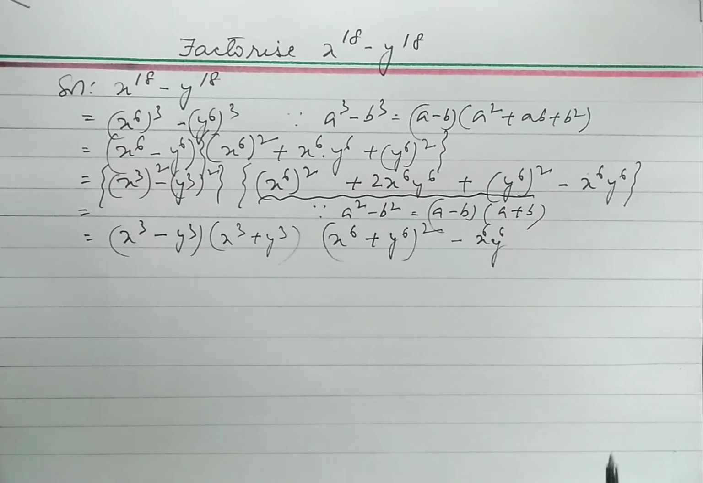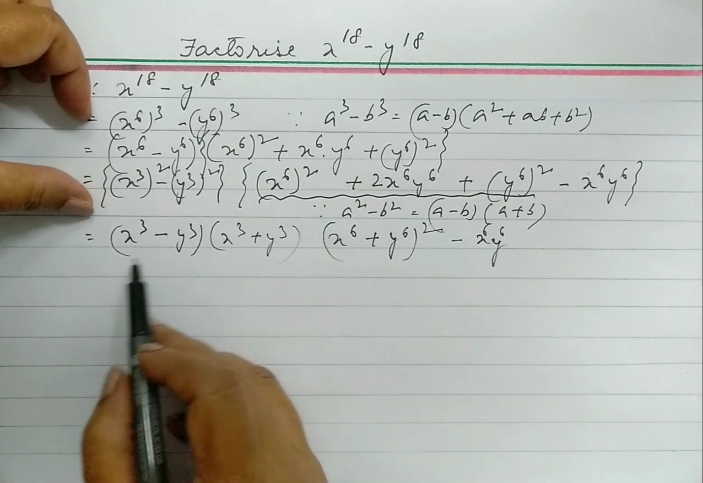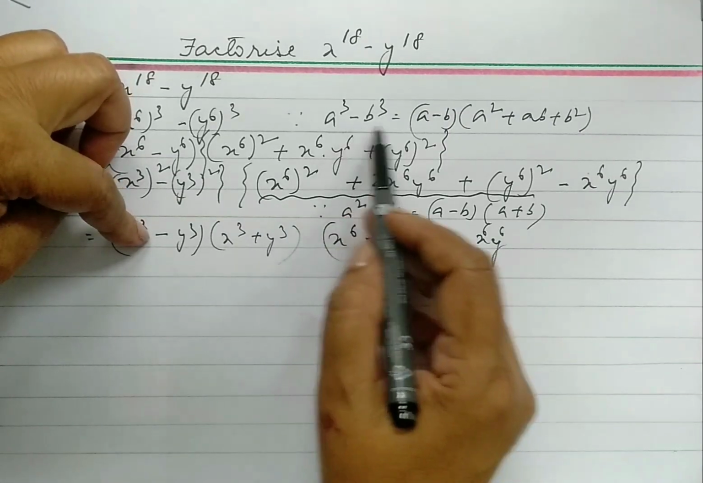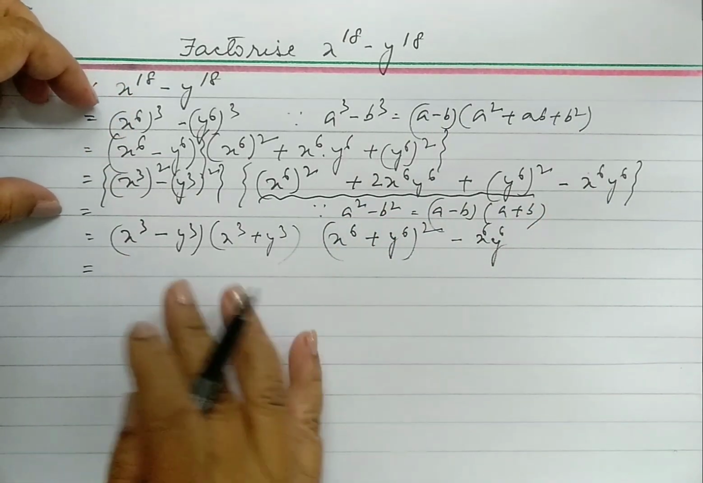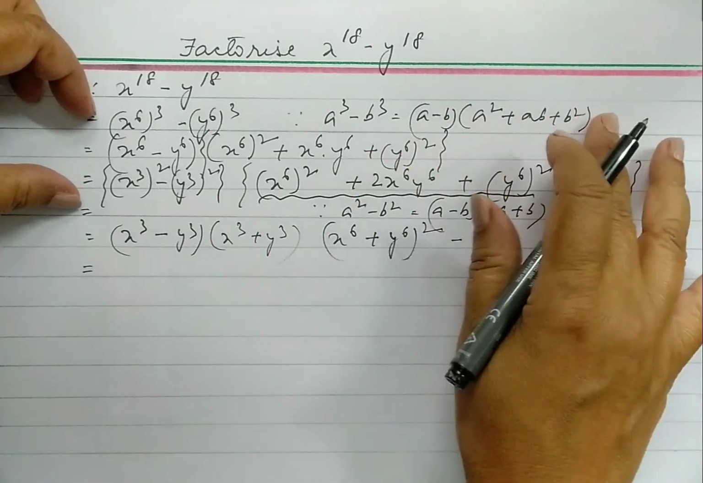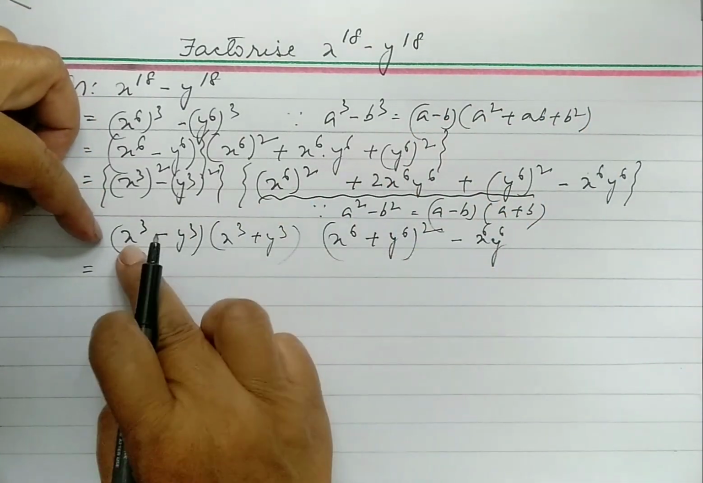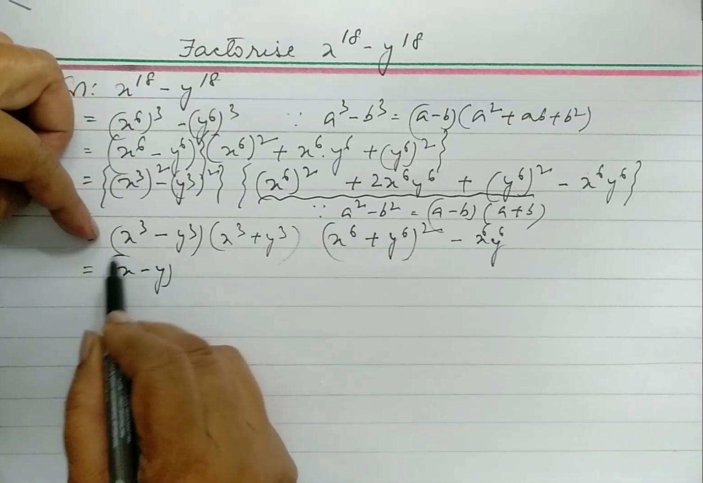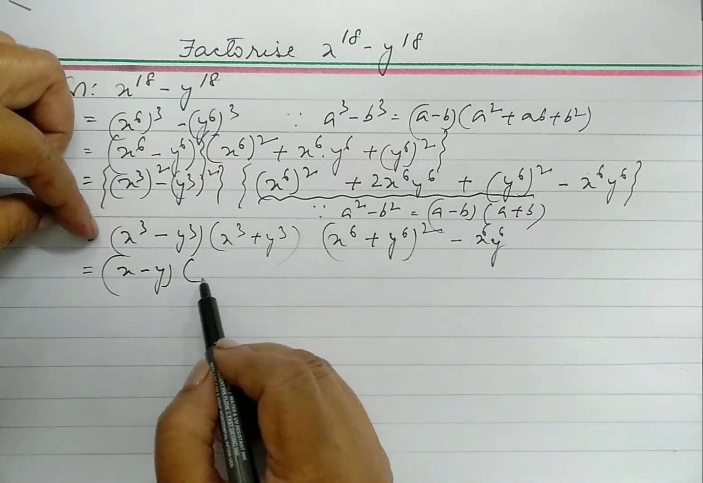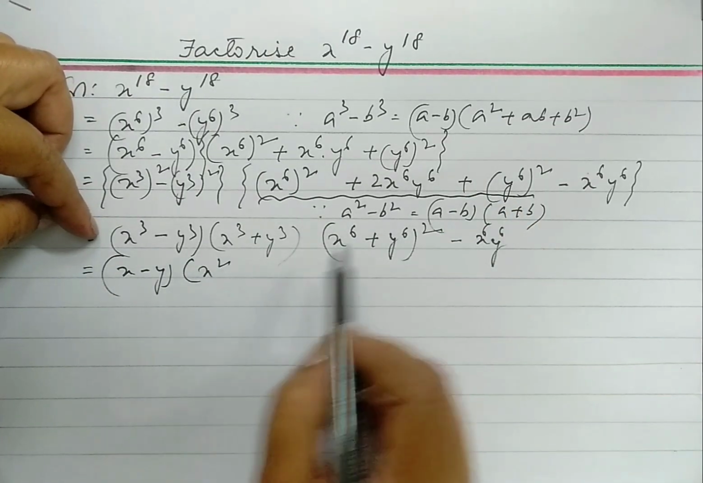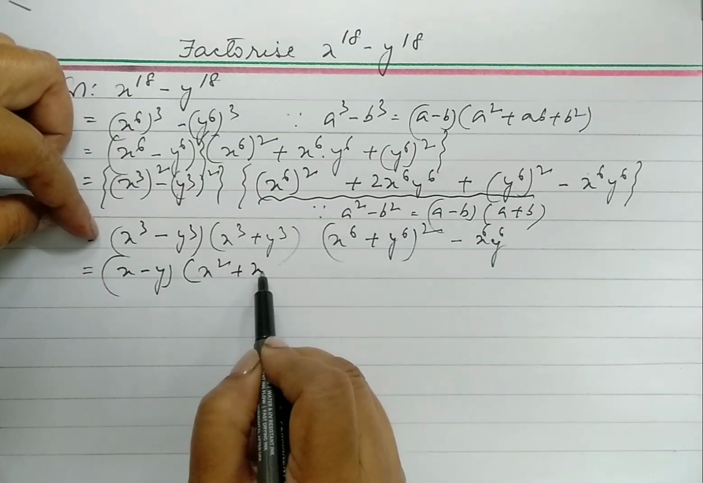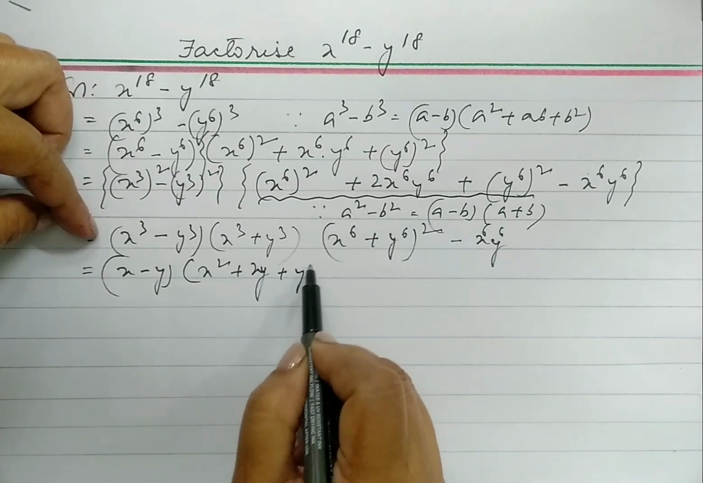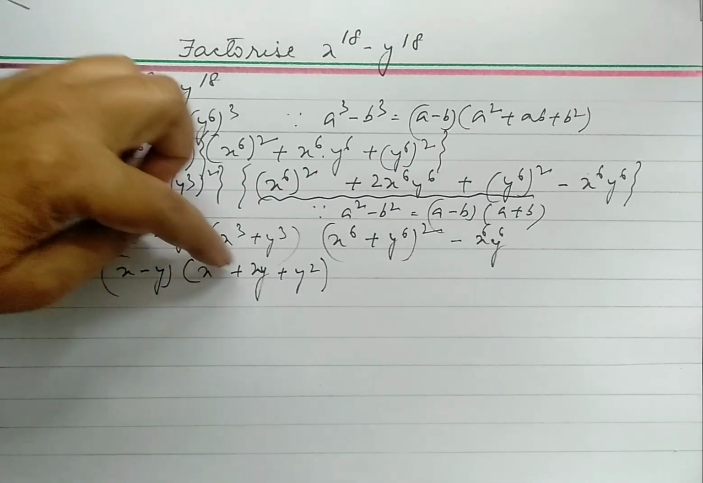Alright, so here we have got 2. So once again we are using this identity. Let's expand this one in the same manner we did here. So in this case we have plain x as a, and we have x square plus xy plus y square. So for this we have found this.